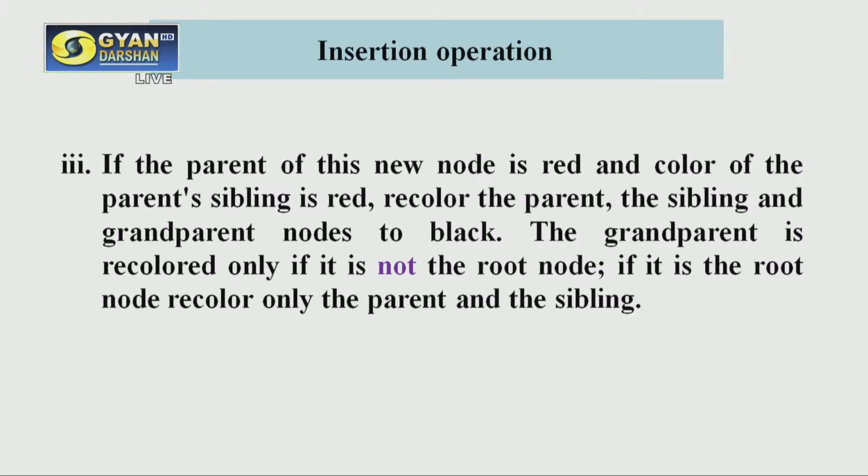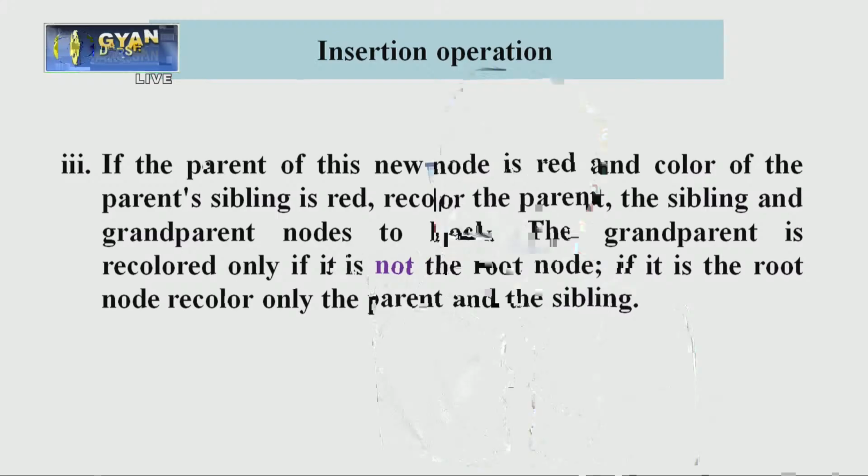But if this is not the case, if the parent of this new node is red and the color of the parent's sibling is also red, then we recolor the parent and the sibling to black, and recolor the grandparent. The grandparent is recolored only if it is not the root node. So the grandparent is not recolored if it is the root node. If it is not the root node, only then it is recolored. Okay, so let me see an example, then it will be clearer.